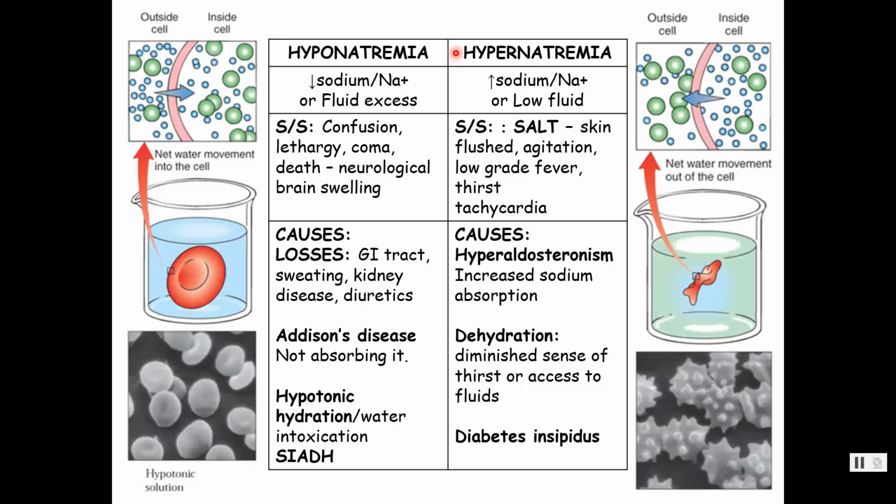So let's pop over here. Hyper means above. So we have hypernatremia. So now we have a high sodium content, or you can also get there by losing water, so low fluid content. Either way, this is what we have going on. These little green balls are the sodium. So you have a whole lot of sodium, not a lot of water. So now we're going to get the opposite to occur. Water is going to move from the intracellular fluid to the extracellular fluid space. So we're going to get some shriveling cells. So here we are, it's all shriveled. These red blood cells are crenated.